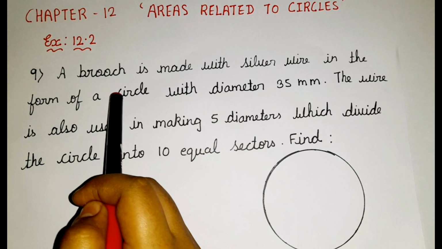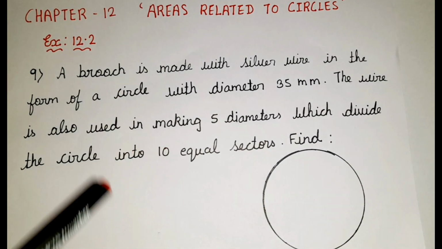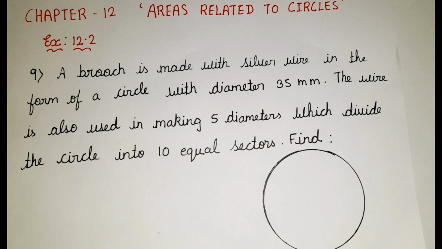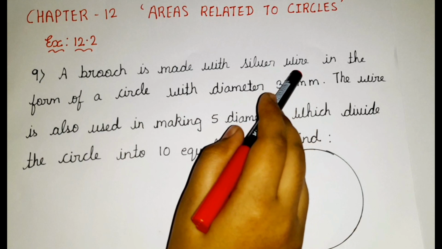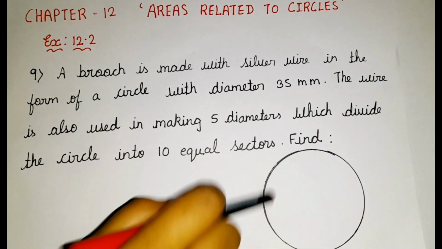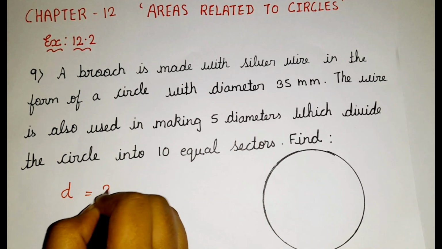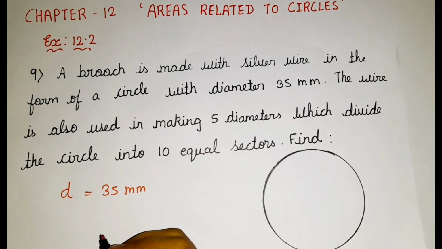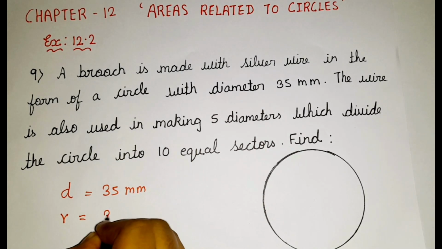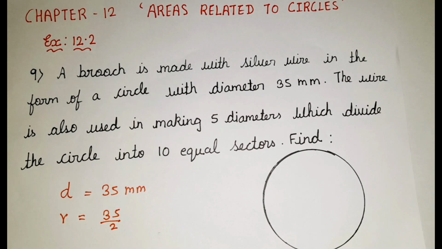So there is a brooch. You might be wondering what is the meaning of brooch. A brooch is nothing but an ornament or a jewelry, which we all used to use. If you don't know what a brooch is, I'll just show the image of it. First of all, there is a brooch which is made up of silver wire. It is in the shape of a circle. So here you can see a circle. The diameter is 35 millimeter. Then what will be the radius? Half of diameter, that is 35 by 2. Okay guys, so now we know the diameter and the radius.